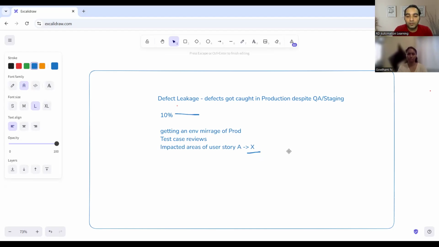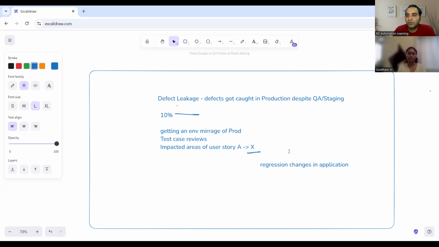Apart from that, you can also consider the regression that you have to perform because of the changes that are done in the application, right? So all these things will assist you in getting a reduction in the defect leakage.